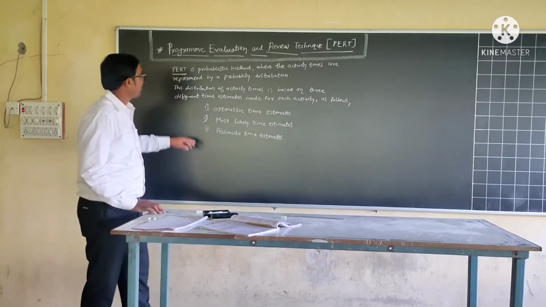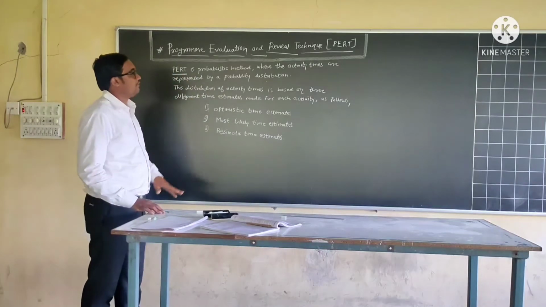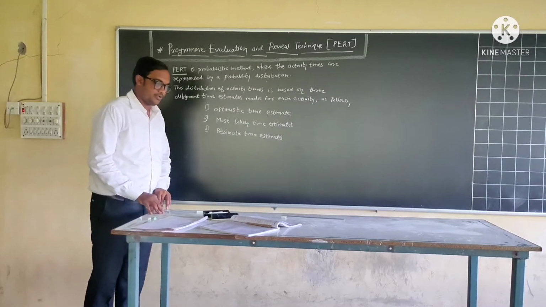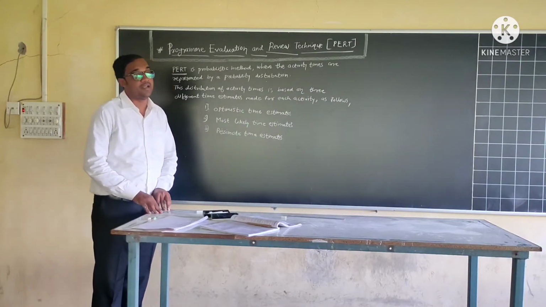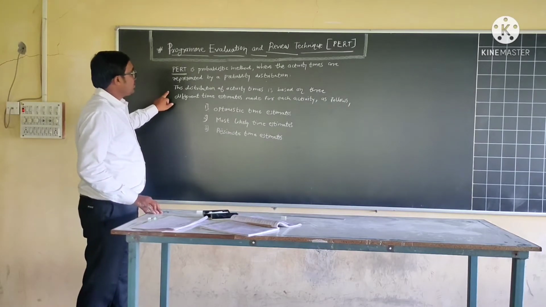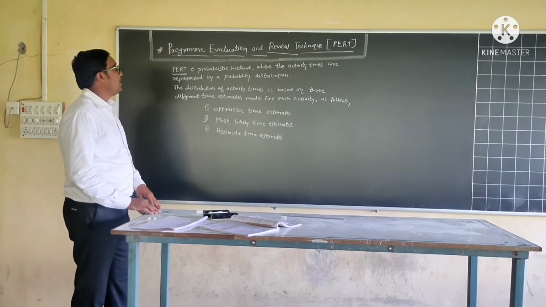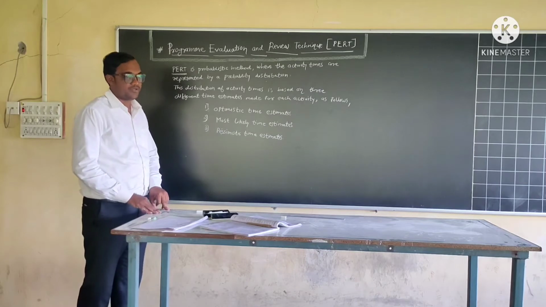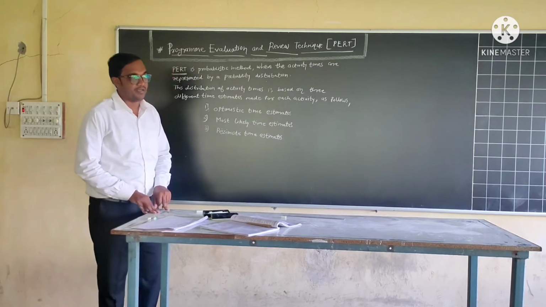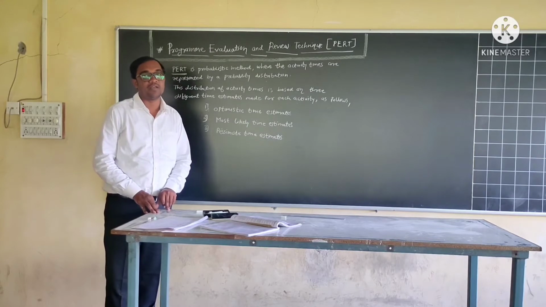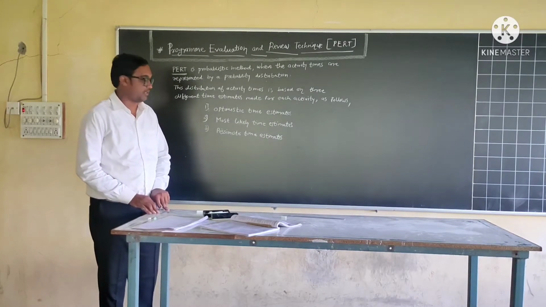What is PERT? PERT is a probabilistic method where activity times are represented by a probability distribution. So in this also there are different activities. We will draw a network like CPM also. This distribution of activity time is based on three different time estimates made for each activity, which are as follows. So like CPM, in PERT, directly time is not given. So there are different types of times which are given. On the basis of that, we will calculate the actual time required for the completion of the project.